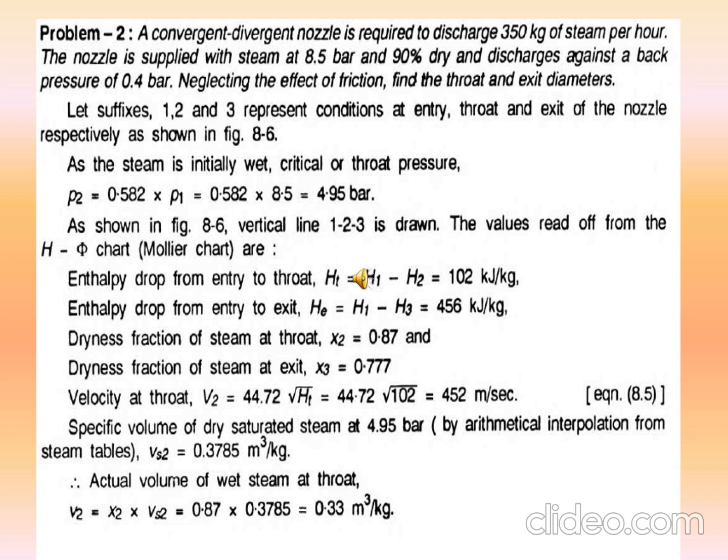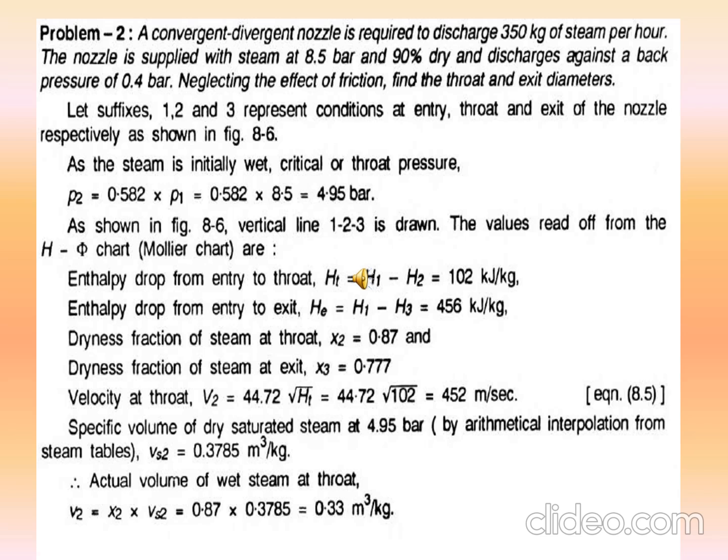When you get the H1, H2 and H3 values, then you have to find out the enthalpy drop at entry to the throat and exit. The enthalpy drop at the throat is H1 minus H2 and at the exit is H1 minus H3. So you can get the value 102 kJ per kg at the throat, and 456 kilojoule per kg at the exit.